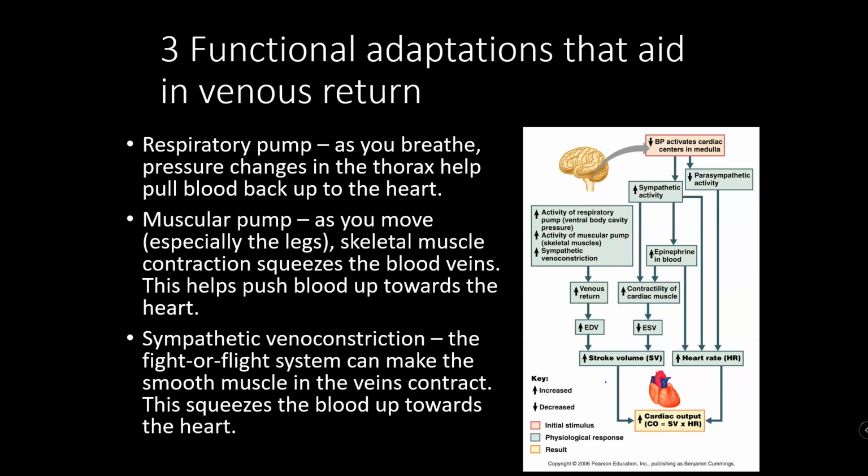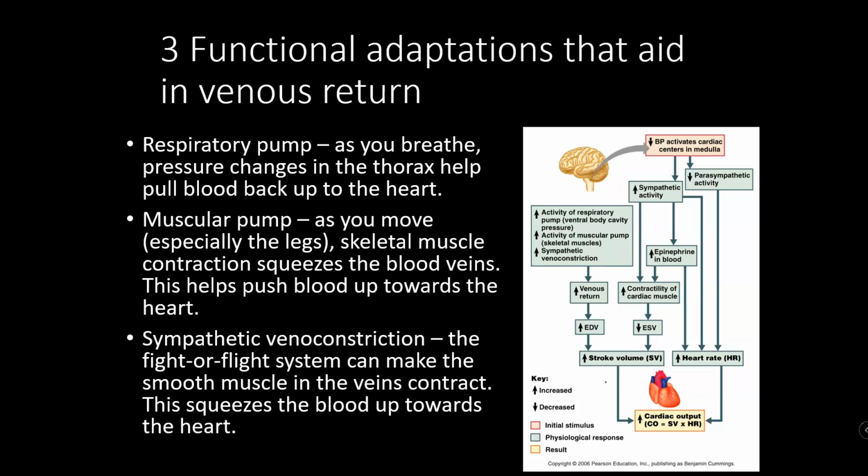Okay. So since the pressure in the veins is so stupid low, how do we get the blood back to the heart? Well, we've already talked about the valves. Those valves are really important, but we also have three functional things, not anatomical things, that are going to help us get the blood back to the heart.